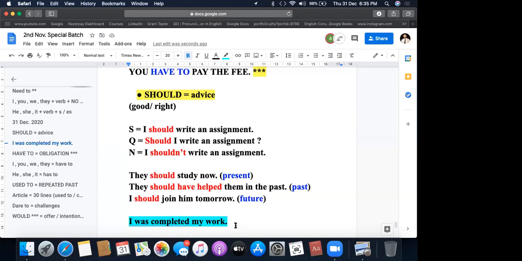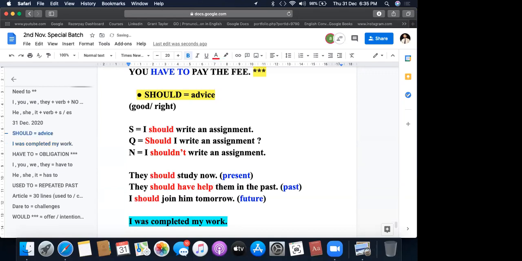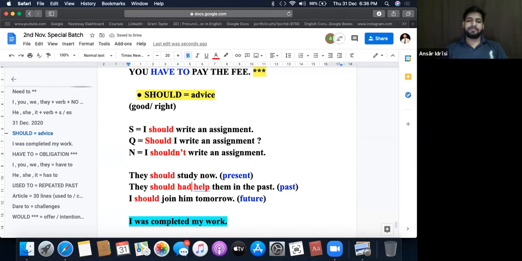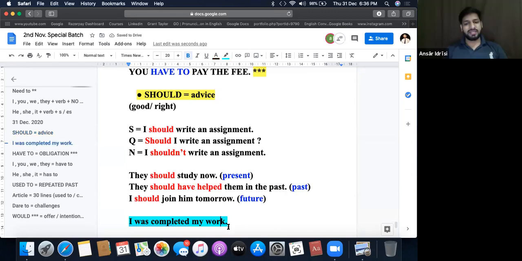If we use had, then we use the verb in first form, right? Yeah. For example, they should had help, correct. They should had helped them in the past. Is it right? Yeah, exactly. We can say they should had help. But generally we don't speak like this. We should say like this: they should have helped them. They should have helped them in the past.